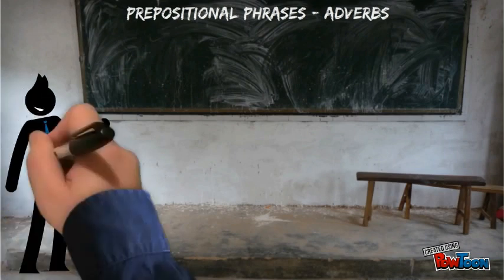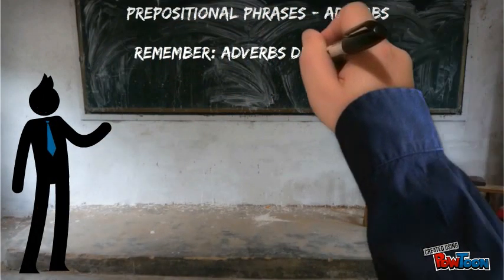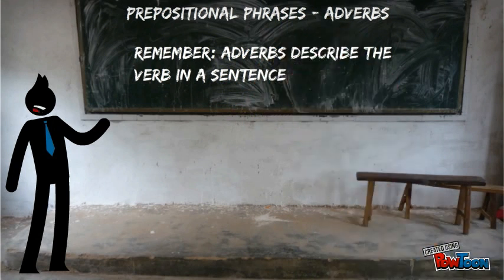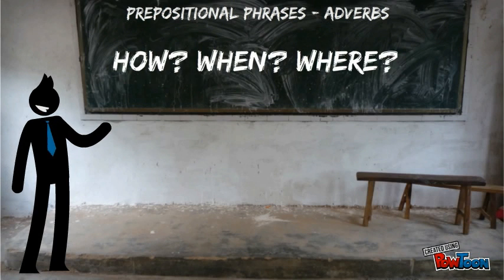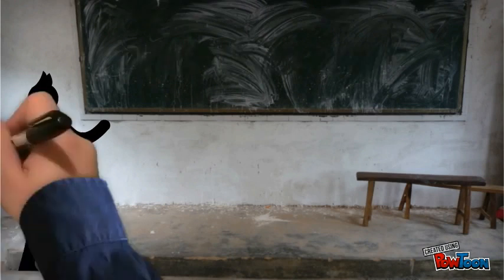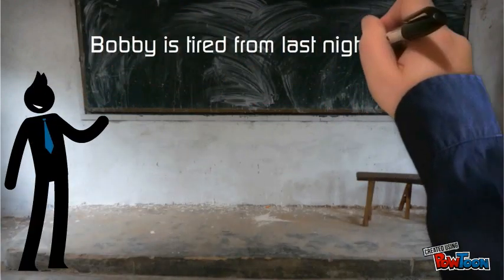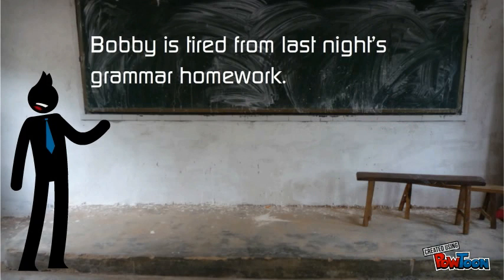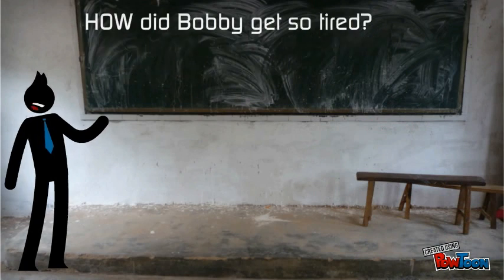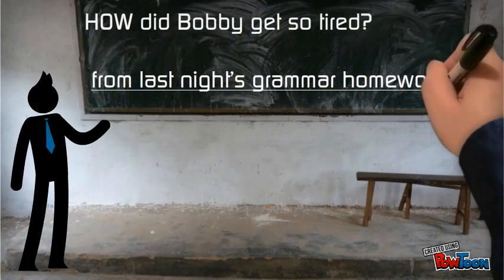Now let's take a look at some prepositional phrases that function like adverbs. Remember that adverbs describe the verb in a sentence. In these sentences, the prepositional phrases will answer the questions how, when, or where. For example, Bobby is tired from last night's grammar homework. How did Bobby get so tired? From last night's grammar homework.